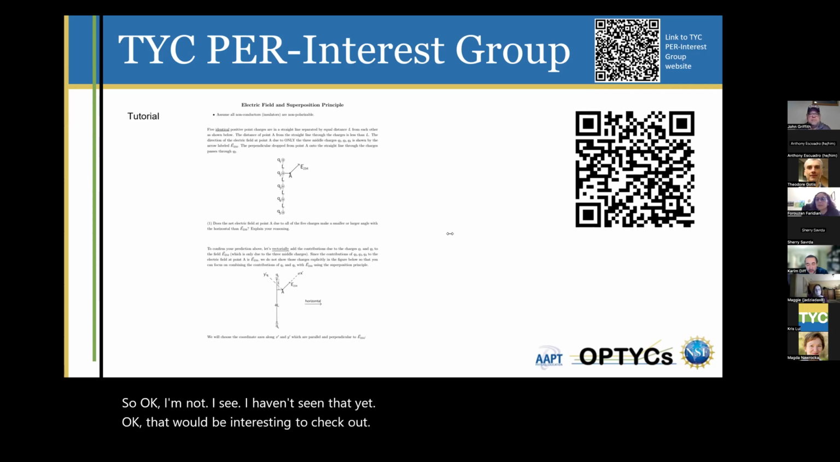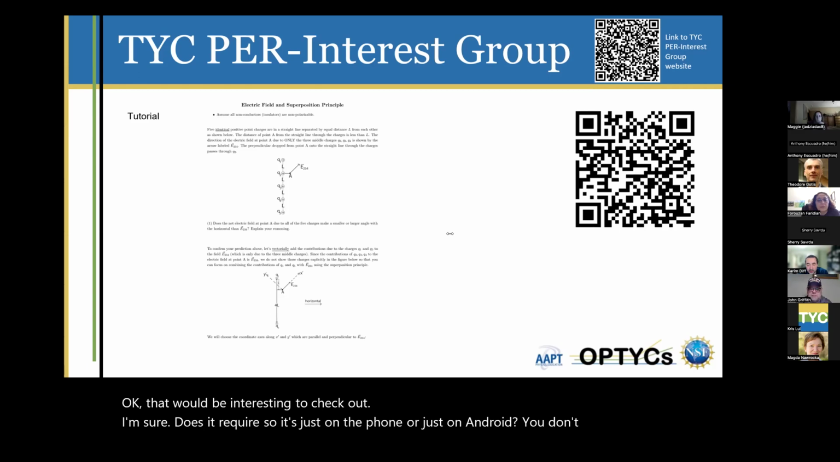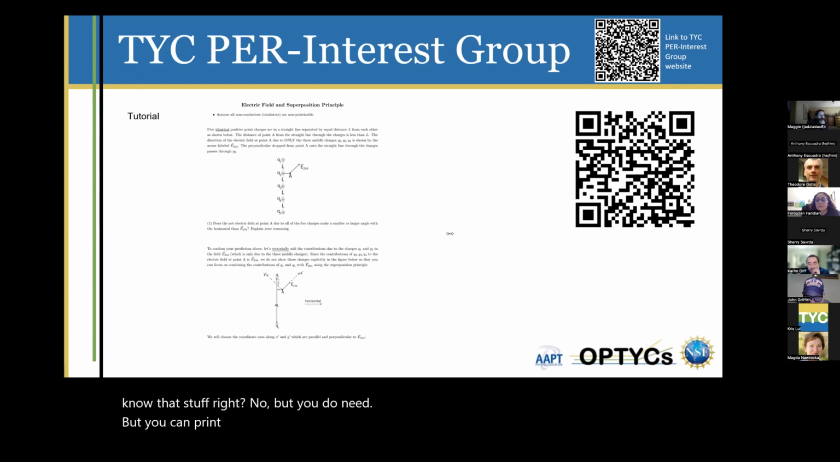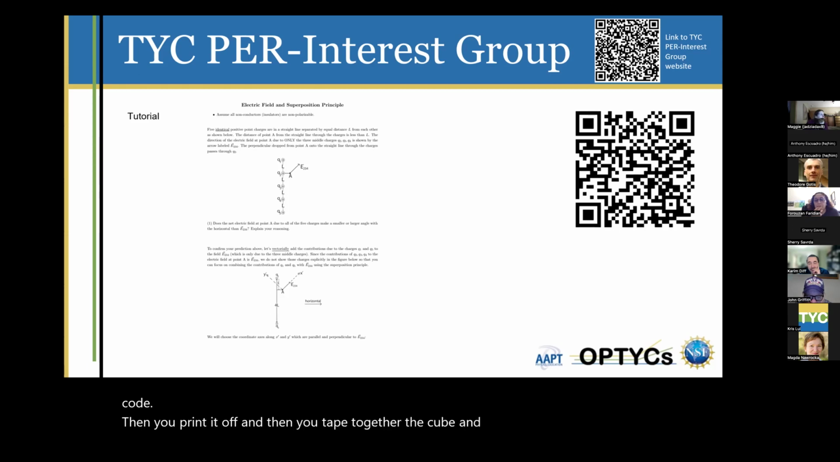Does it require, so it's just on a phone or just on Android? You don't need a 3D VR thing, right? No, but you do need a cube, but you can print it off. They provide a link, and you basically print it off. It's like a 3D QR code. Then you tape together the cube, and that's what's used for the app to figure out what to focus on.